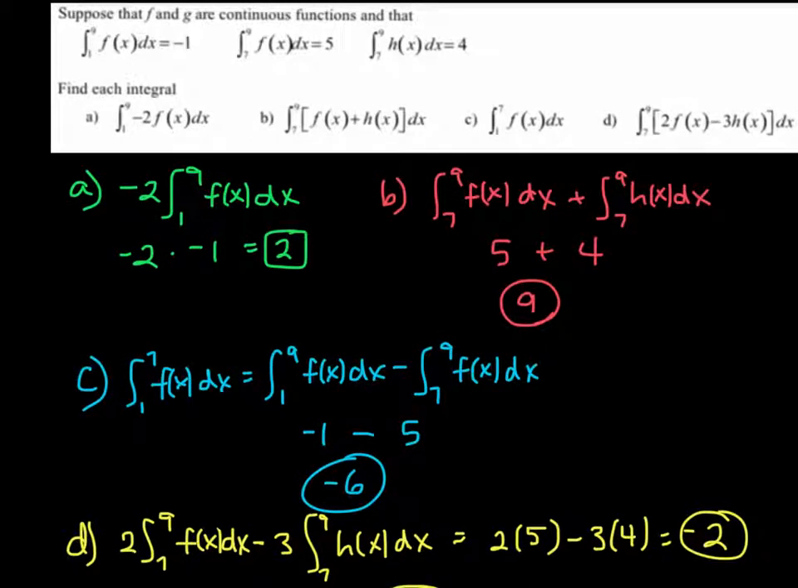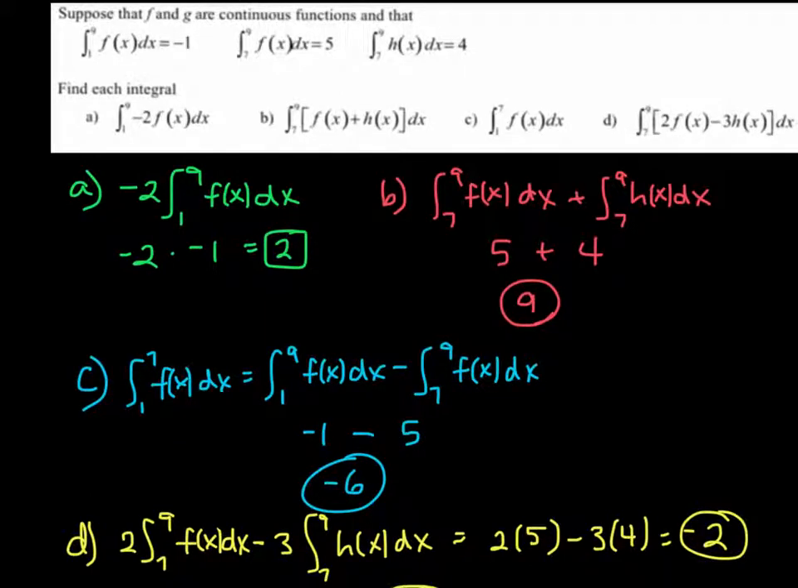Okay, welcome back. So let's take a look at your answers and quickly just scan and see if you got them right. Letter A was just using that constant multiple rule, so we pulled the -2 out, and I evaluated that and got a +2. Letter B was using my addition, pull apart rule. So I evaluated the integral from 7 to 9 of f of x dx and the integral from 7 to 9 of h of x dx and added those together and got 9.